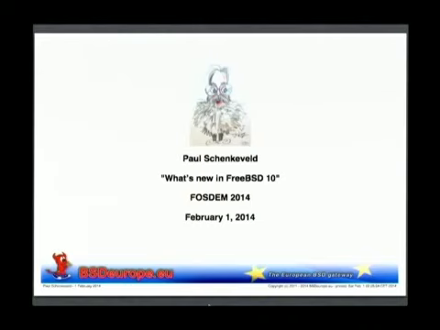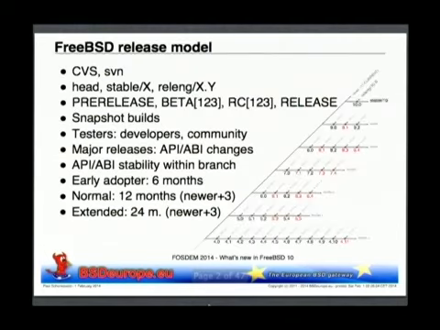Okay, FreeBSD release 10 was just released a couple of days ago. I want to give you a little overview of the FreeBSD release engineering model. The little picture here shows the way that versions are derived from the FreeBSD repository. The slant line here is what we call the head release or trunk.